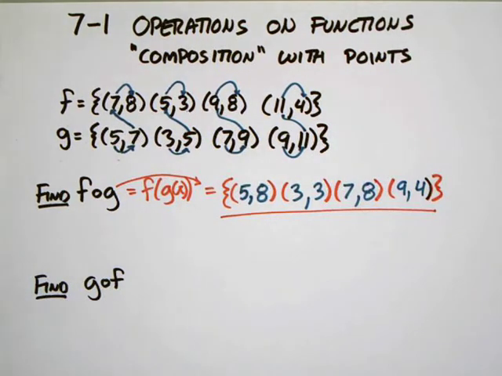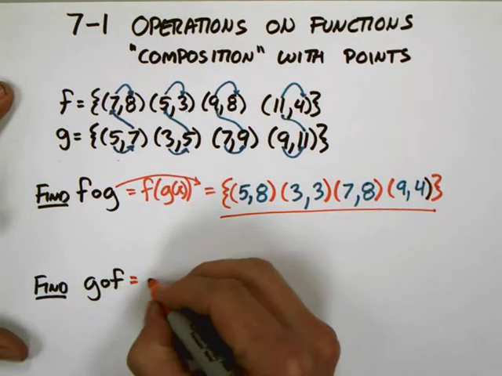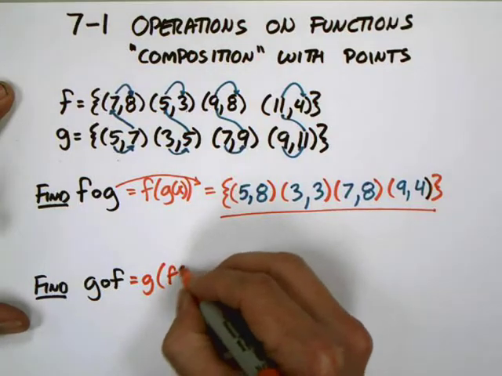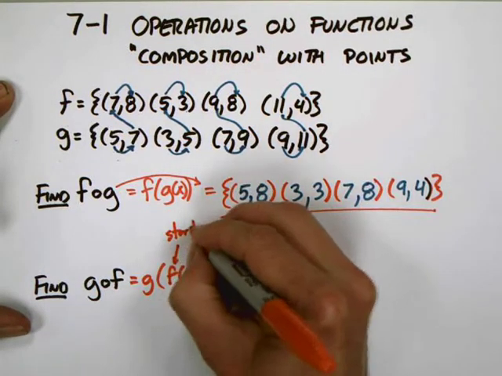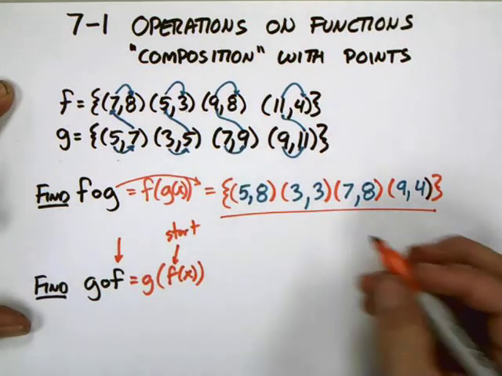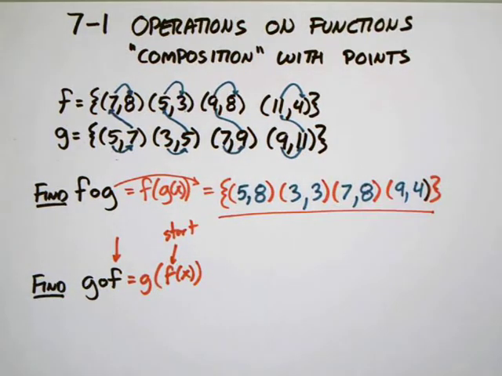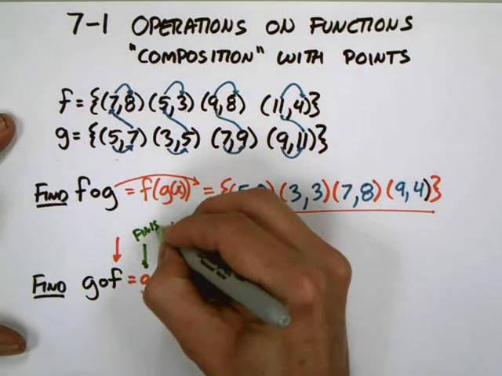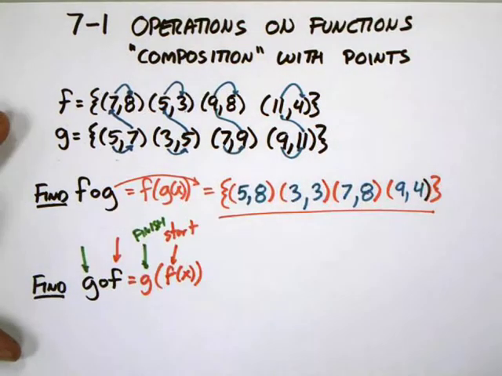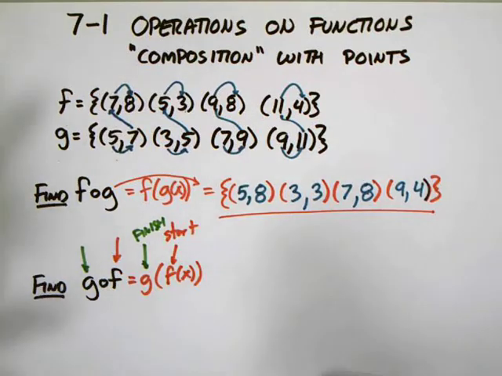So what if I did it backwards? What if instead of f of g, I wanted g of f? That just means that I'm going to start with the f function, which is the inside one, and I'm going to finish out here with the g function. So let's take a look at it. I'm going to start with the f function.